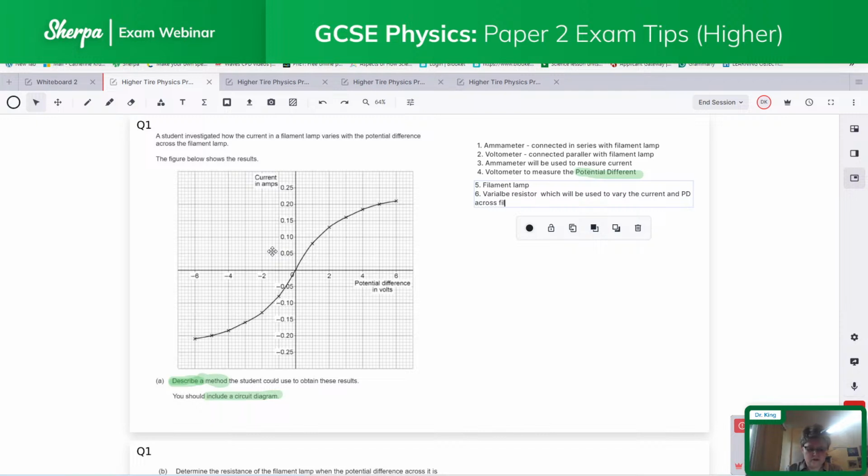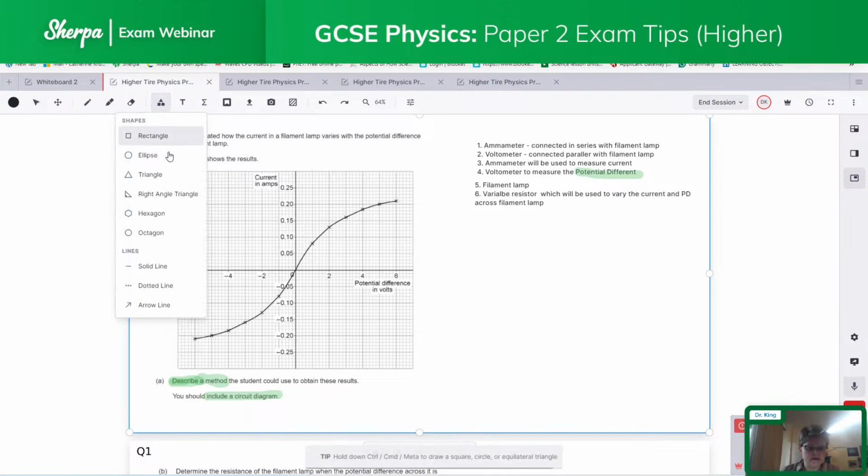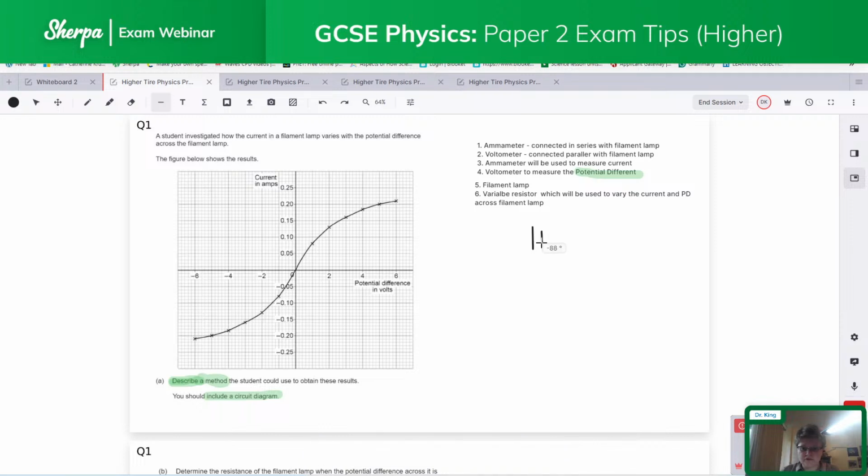Across the filament lamp. Okay, so that is what I need to build my circuit. I'm starting from the battery. I see that the voltage is quite low, so I can use a 9-volt battery. If you decide to use a power supply, that's okay. Just to draw the diagram, which I'll do my best to do as quickly as I can.